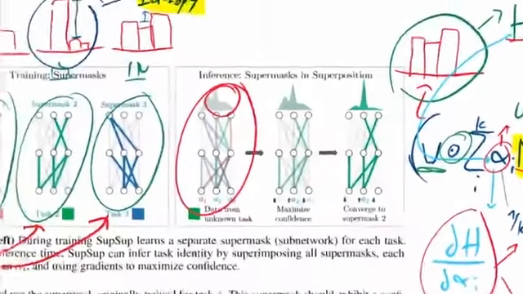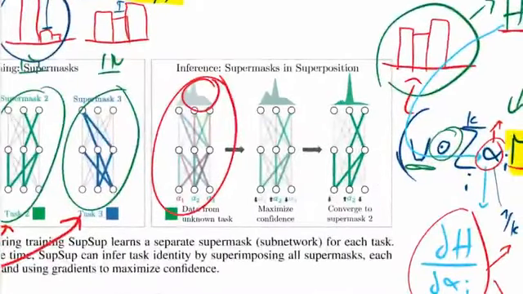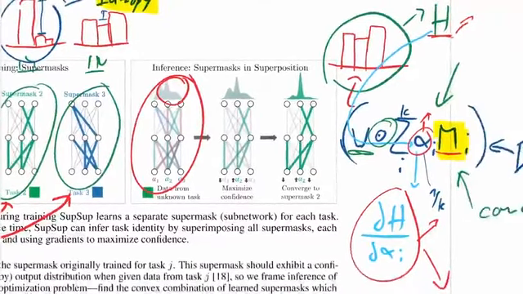If you're not given the task, you can do this superposition trick where you apply all the masks in a superposition, and then you look at the gradient of an entropy function in order to decide which task reduces the entropy the most, so which task is the most certain about a particular data point. And you infer that that's the task you're going to go with.